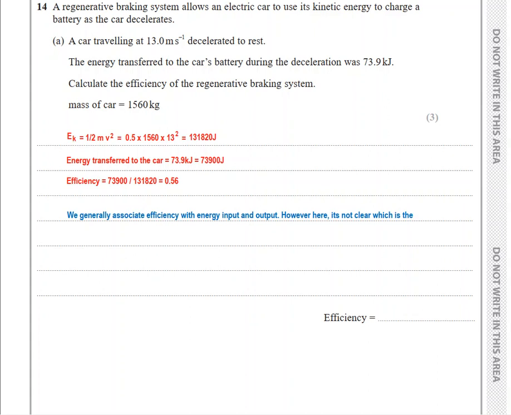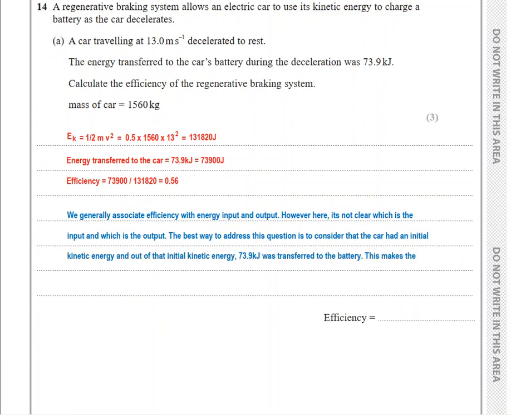So we generally associate efficiency with energy input and output. However, here it's not very clear which is the input and which is the output. The best way to address this question is to consider the car had an initial kinetic energy, and out of that initial kinetic energy, 73.9 kilojoule was transferred to the battery. That makes the kinetic energy the input and 73.9 kilojoule the output.